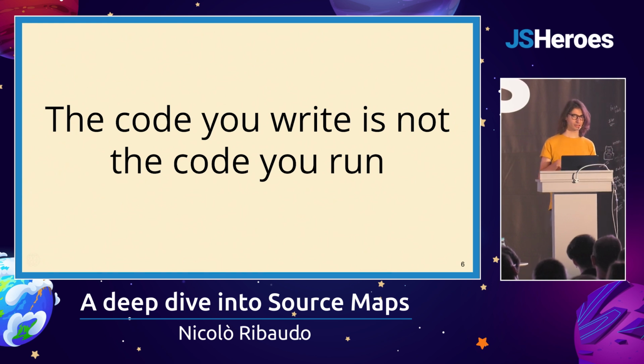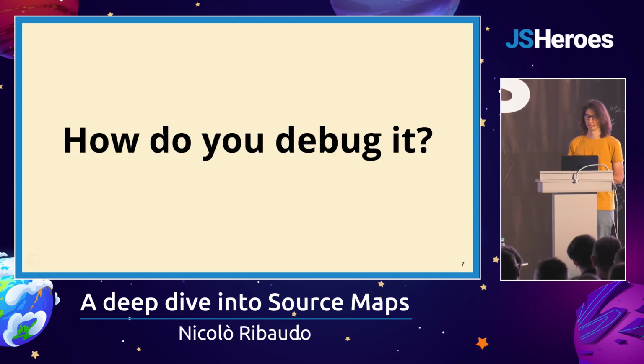And this is okay. It's still all these tools that transform your code to make sure that it will behave the same. But what do you do when something goes wrong? How do you debug it? Let's take a look at a simple example to understand what I mean.